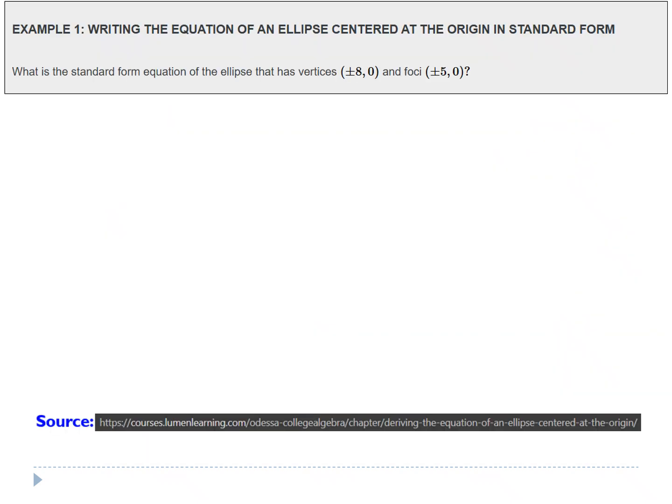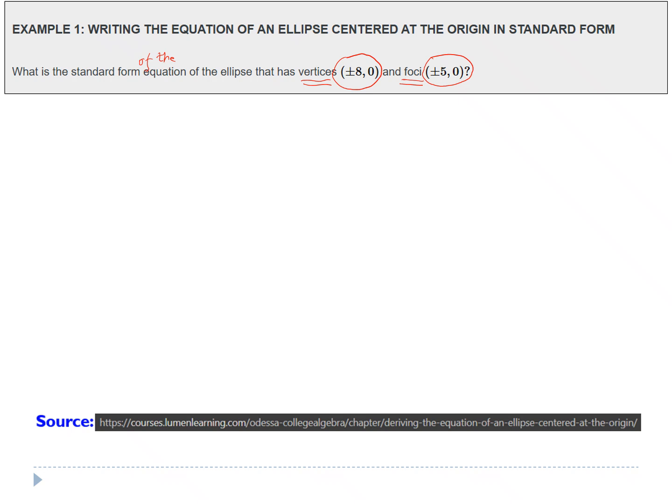Okay, so let us solve this first problem: writing the equation of an ellipse centered at the origin in standard form. So what is the standard form of the equation of the ellipse that has the vertices given here, and the foci? We're given the vertices and the foci.